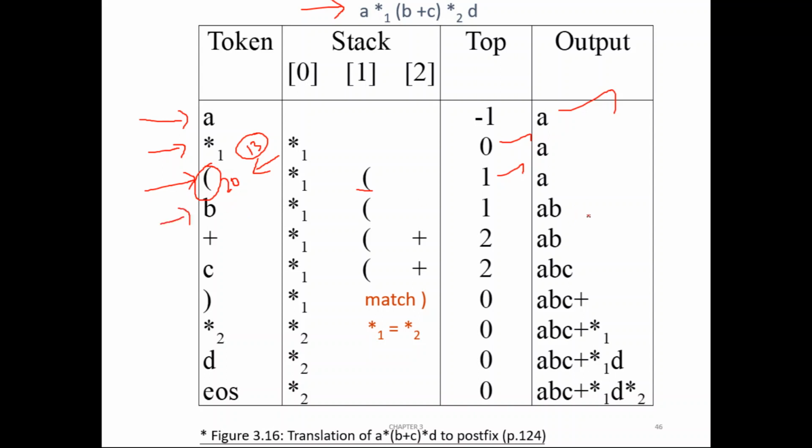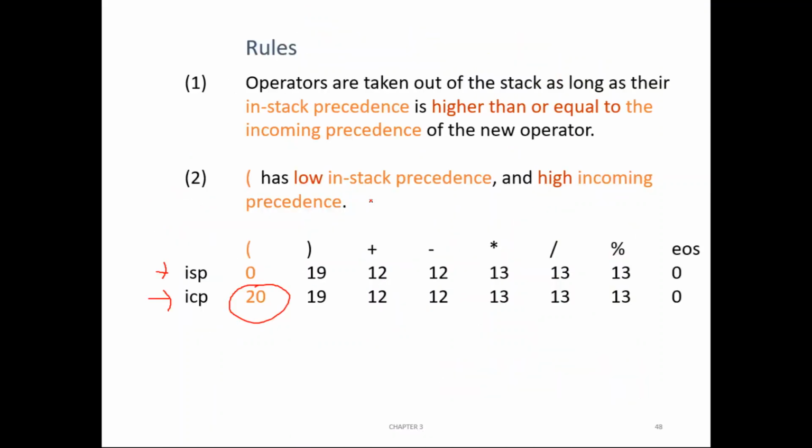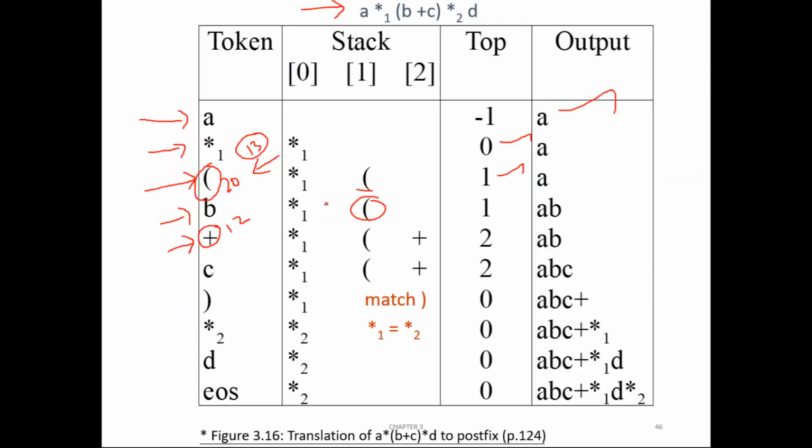Next token is B. It's an operand. Just display it. Next token is plus. It's an operator. Again you compare. What is the precedence of plus? It is 12. Okay. What is the in-stack precedence of open bracket? It is 0. So the in-stack precedence is not greater than the incoming precedence. So you need not pop, just push. So plus is pushed into the stack. Top of the stack is incremented to 2. Next operand is C. Just display that. So ABC appears.